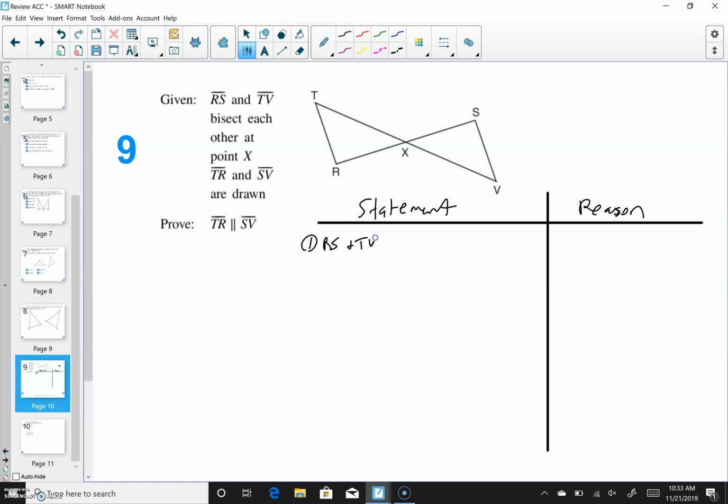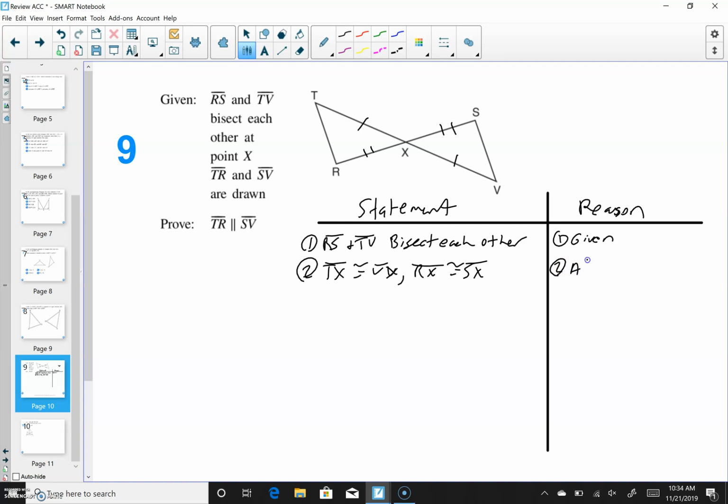So RS and TV bisect each other. There's our givens. Now because it says each other, we can work with both of them at the same time. So then in step 2, we're going to do TX is congruent to VX, and RX is congruent to SX. And the reason for that is going to be a bisector divides a segment into two congruent segments.